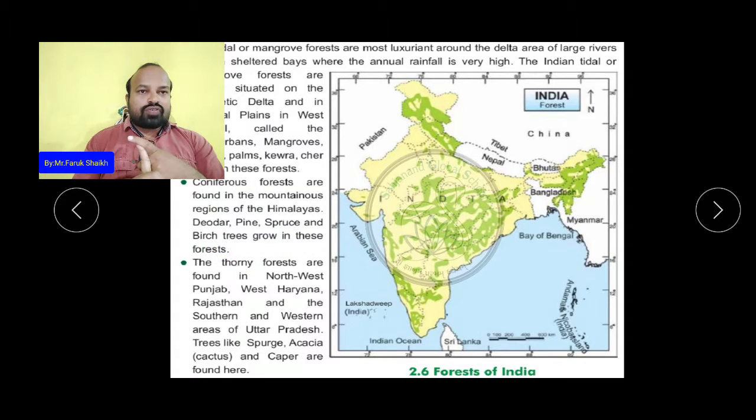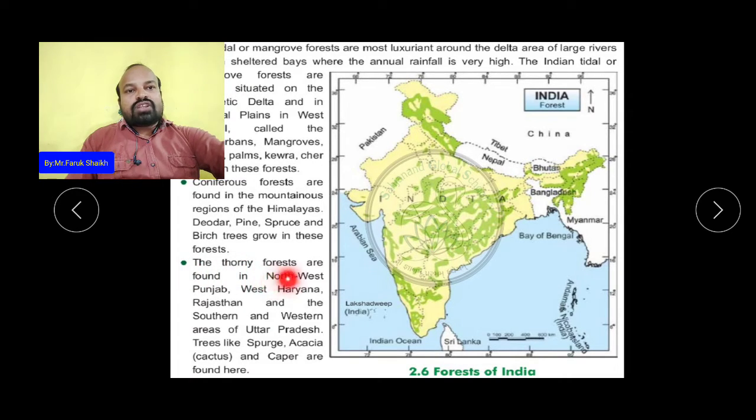So in the coniferous forest, which types of trees are found there? The deodar, pine, spruce and birch types of trees are found in this forest, and all of these trees are shaped like a cone. That is why these forests are also known as coniferous forests.